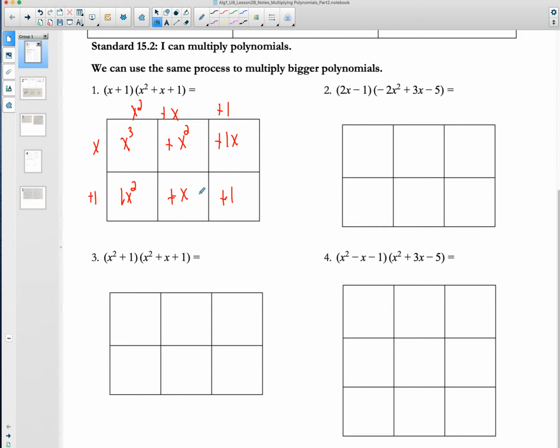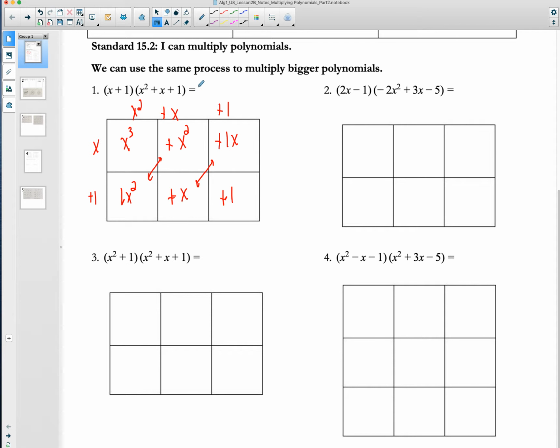Now, once again, if you look, very similar to what we talked about yesterday. If we write everything in descending powers of x going left to right, and descending powers of x going down, what happens is all of our like terms end up being on the diagonals here, which makes it really easy for us to combine like terms.